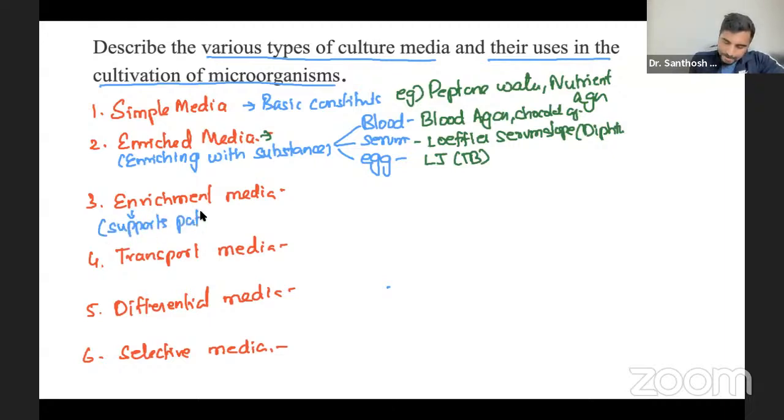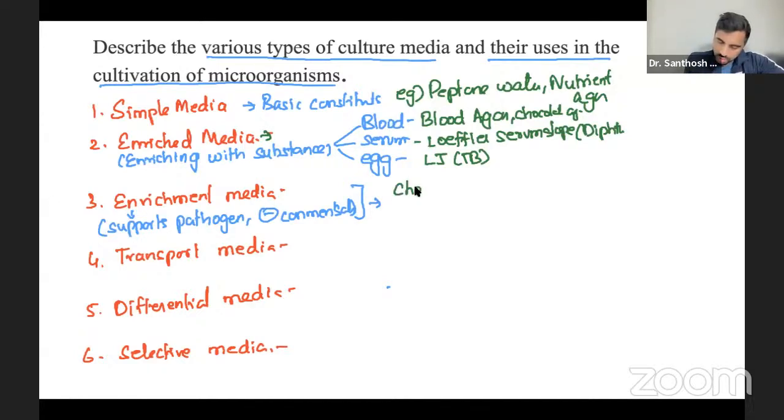the pathogen, and inhibits the contaminants, commensals, which we don't need. Those are inhibited. Suppose the pathogen inhibits the commensal. So here, important examples you can give as enrichment.